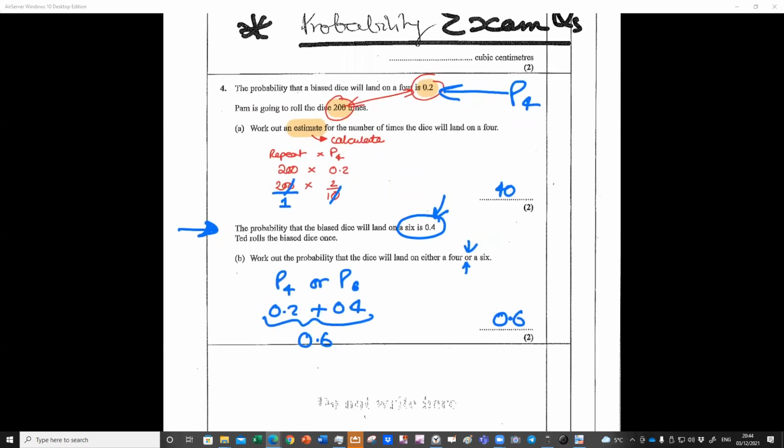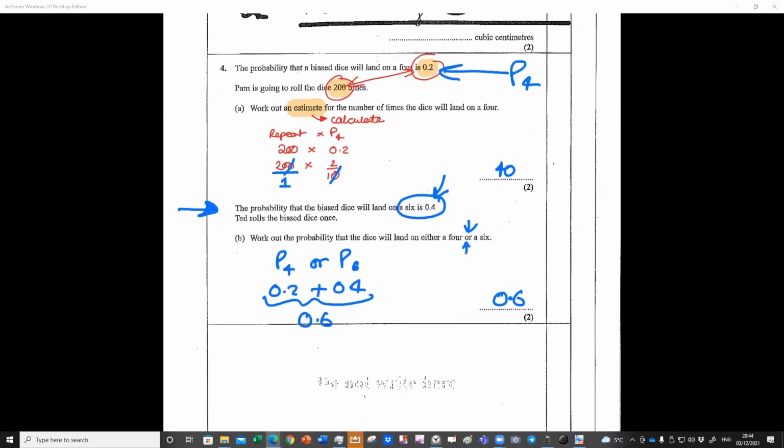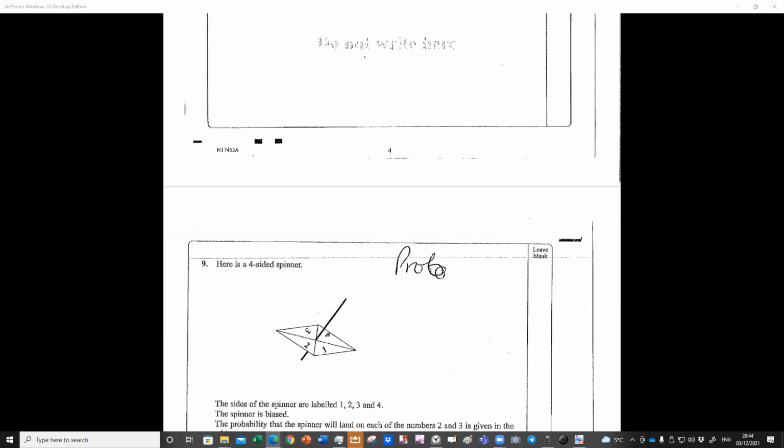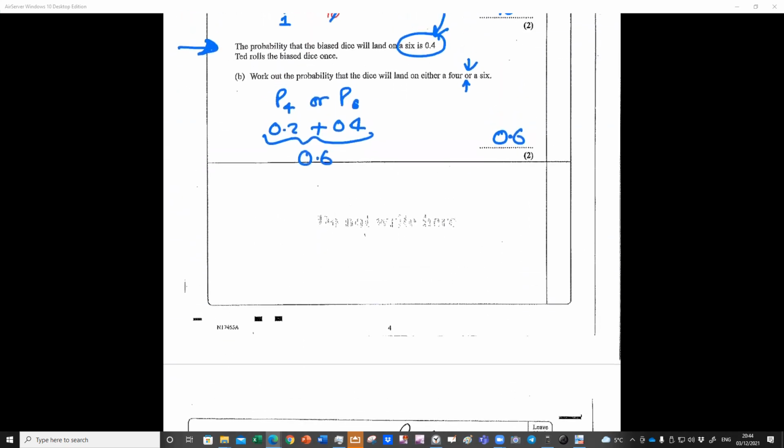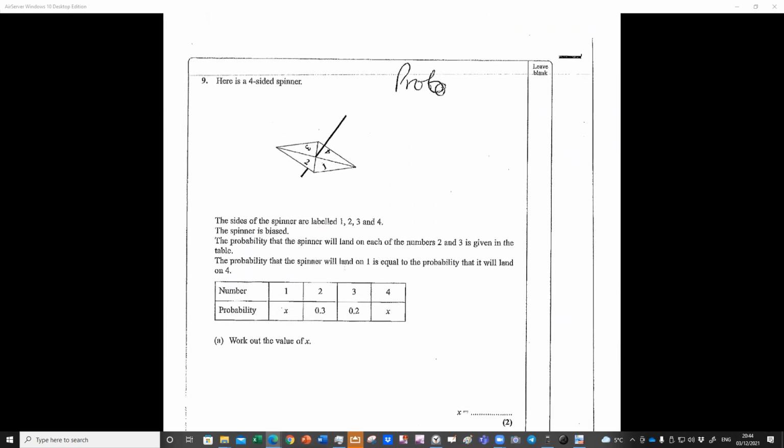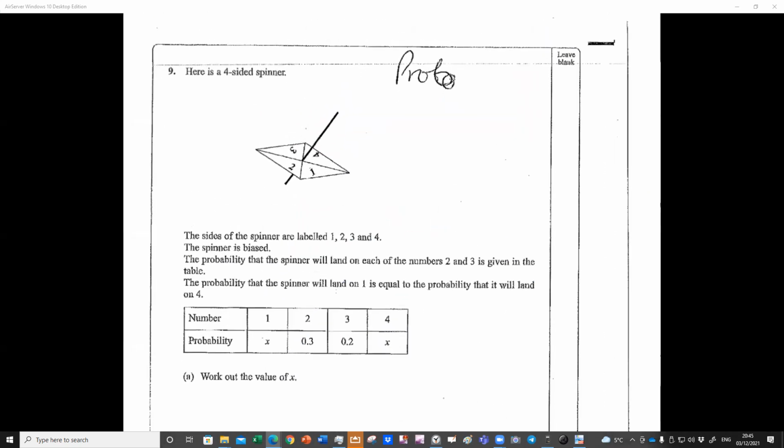So here goes, just work out the probability we have. And they haven't mentioned that they do it 200 times. So it's a different type of question. Are we happy with question number 4? Yes. Okay. Arva, read question number 9 for me, please.